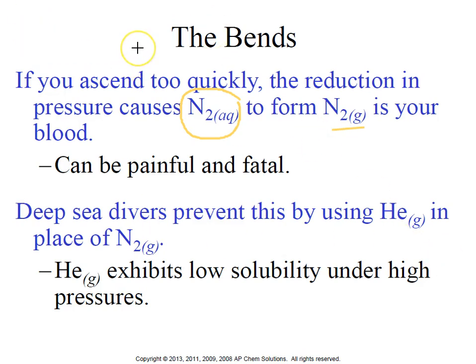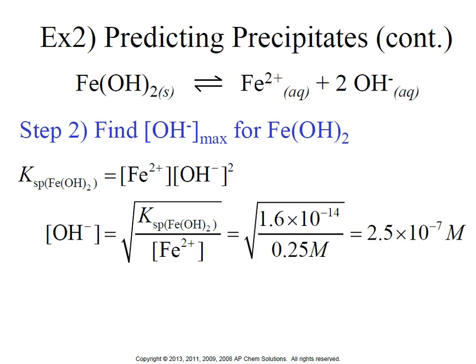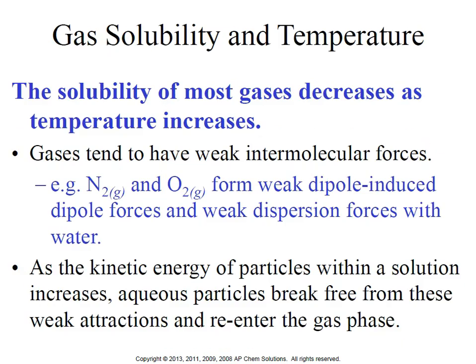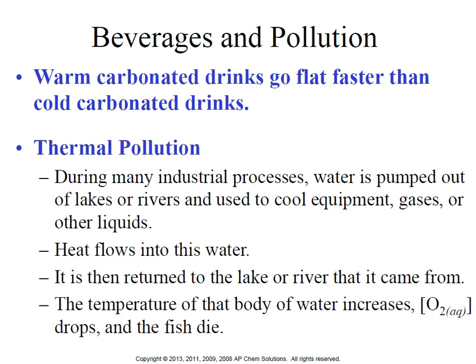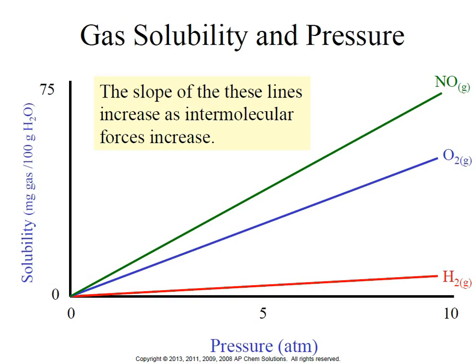All right, so from this section, we talked about determining when a precipitate will form, which precipitate will form first. Let's kind of flip back through the slideshow so far. So in this one, we talked about predicting the precipitate, solubility, and the common ion effect. So we talked about how the common ion will make that less soluble. Then we talked about temperature and solubility. So as the temperature goes up, solubility for gases goes down. And then we talked about pressure and solubility. So when the pressure goes up, solubility of that gas goes up as well.